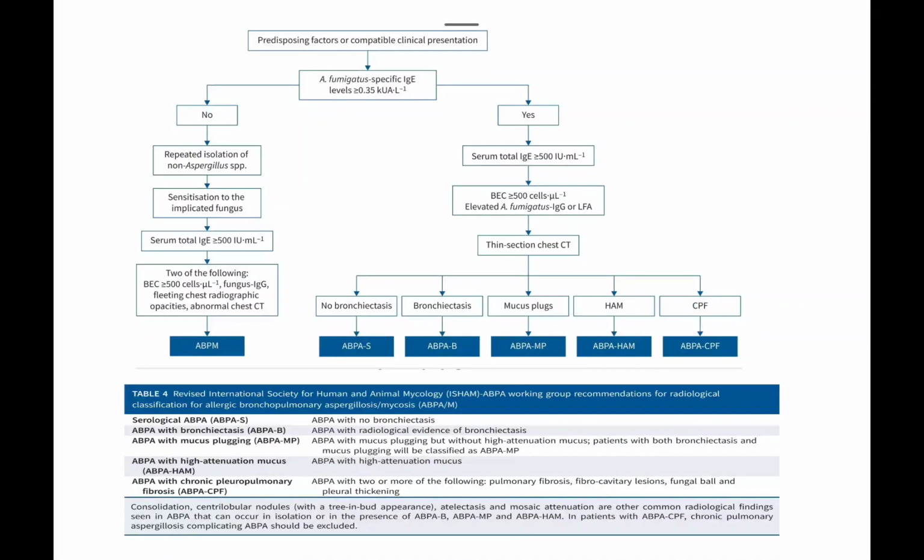Now coming to the next important slide, the workflow for ABPA diagnosis. If your patient has predisposing factors like asthma, COPD, bronchitis, then we have to do specific IgE first. If it is more than 0.35, then we go for serum total IgE. If it is more than 500, then we do blood eosinophil count and Aspergillus IgG. If the Aspergillus IgG is also positive, then we have to do a CT scan.